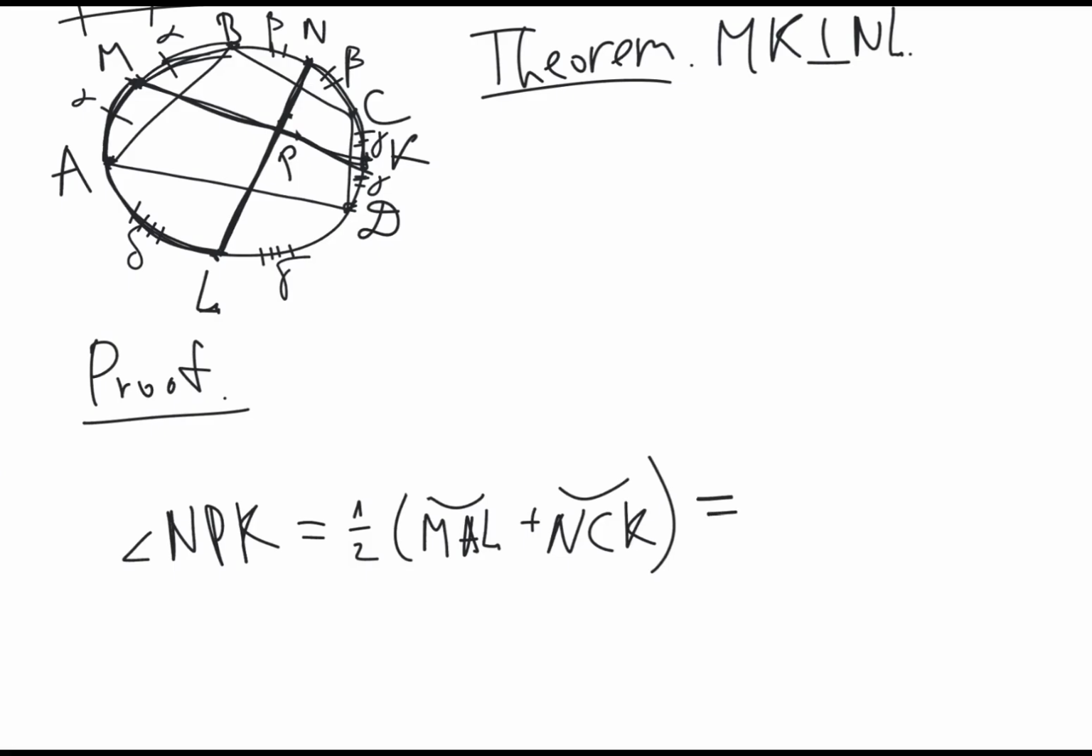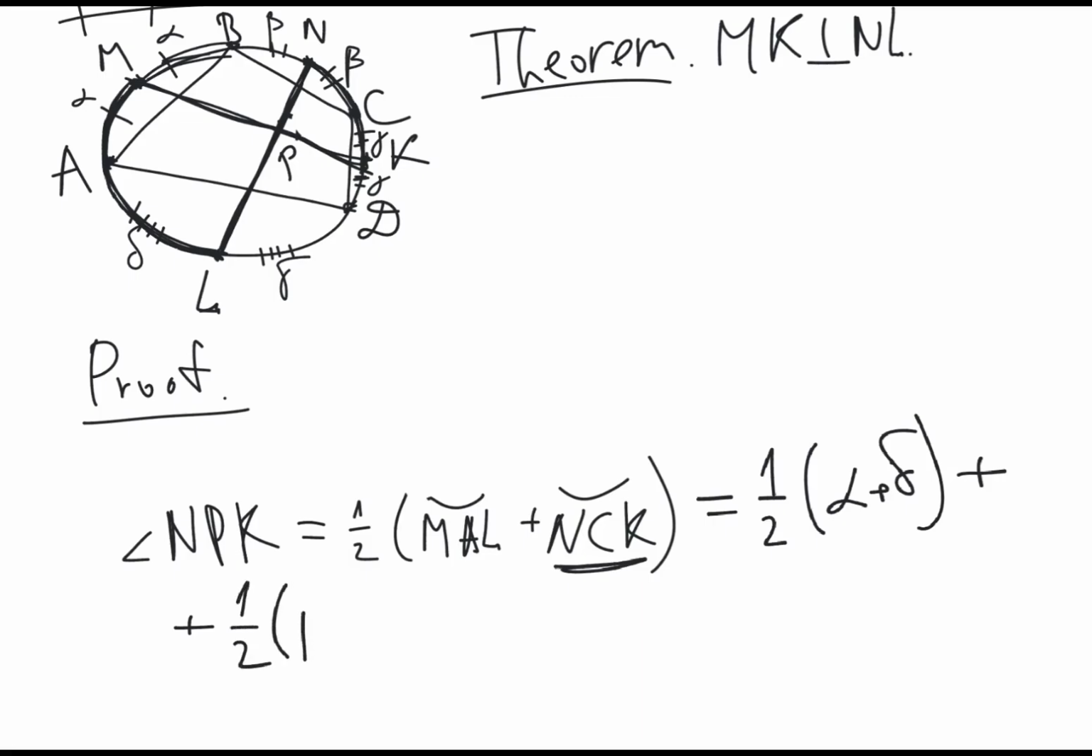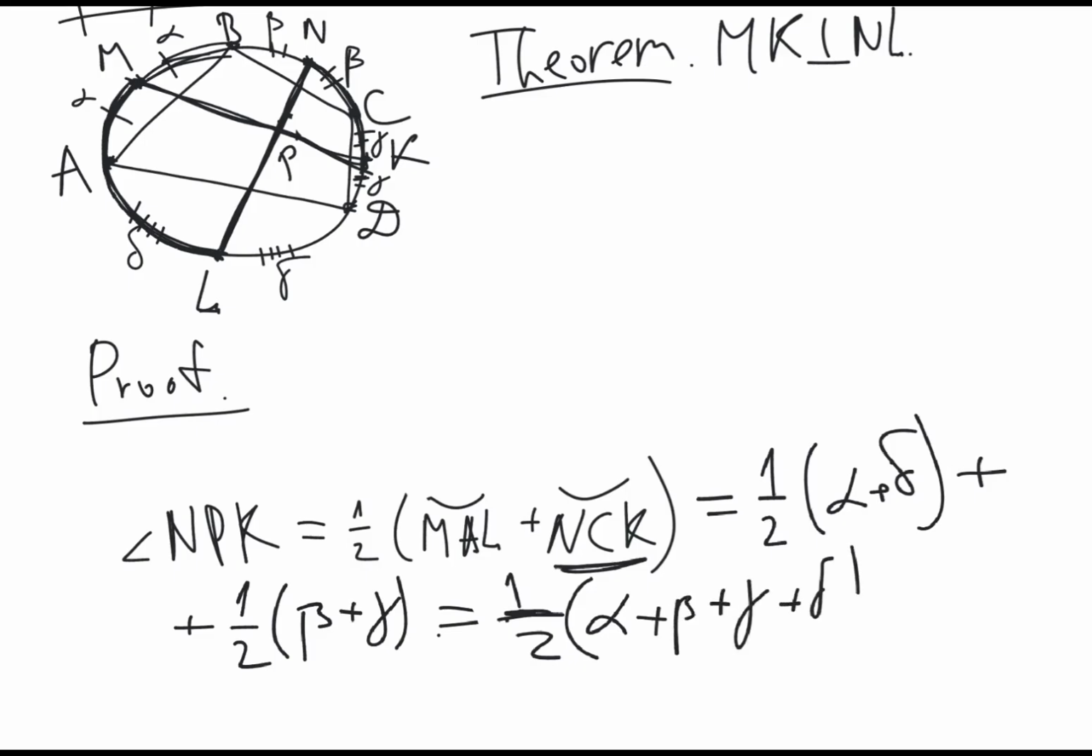So this is equal to 1/2 of MAL. This would be alpha plus delta, right? So alpha plus delta, and NCK, this would be beta plus gamma. So plus 1/2 of beta plus gamma. So in total this is 1/2 of alpha plus beta plus gamma plus delta.